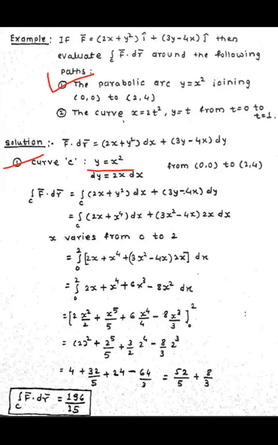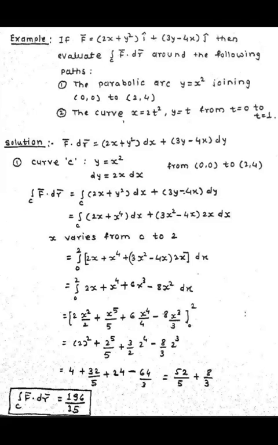So here the equation is y equals x square. So y is expressed in terms of x with the help of this equation. Similarly, you can express dy in terms of x also by taking the derivative of x square. So dy is 2x dx, and the curve is passing through the points (0,0) to (2,4).